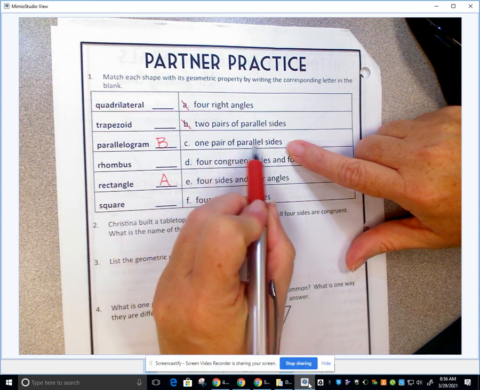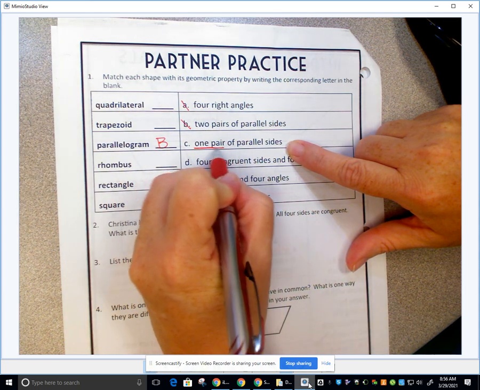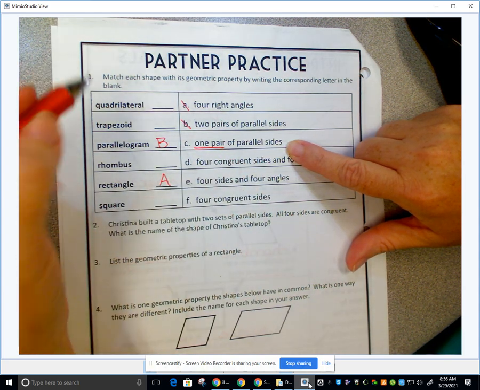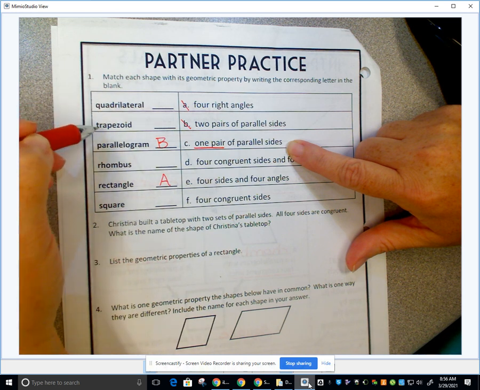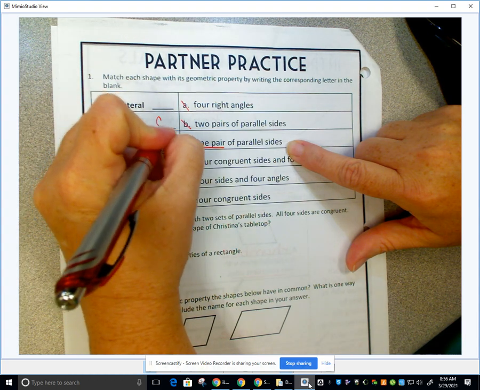All right, one pair of parallel sides. Now this one's that odd one. One pair of parallel sides. Quadrilateral, trapezoid, rhombus, and square. Hopefully you said trapezoid.